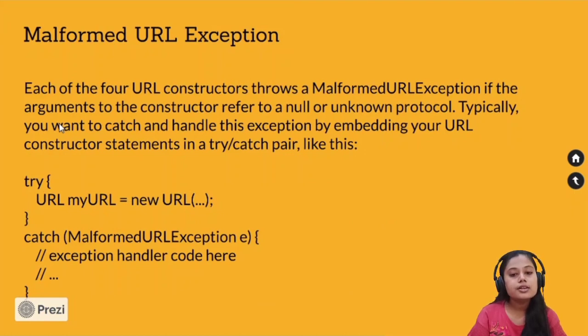Each of the 4 URL constructors throws a MalformedURLException if the arguments to the constructor refer to a null or unknown protocol. Typically, you want to catch and handle this exception by embedding your URL constructor statements in a try-catch pair like this. So, in short, if we mention any URL address that is unauthenticated or wrong, it throws a MalformedURLException error. So, we place this code inside the try block and catch the MalformedURLException inside the catch block.